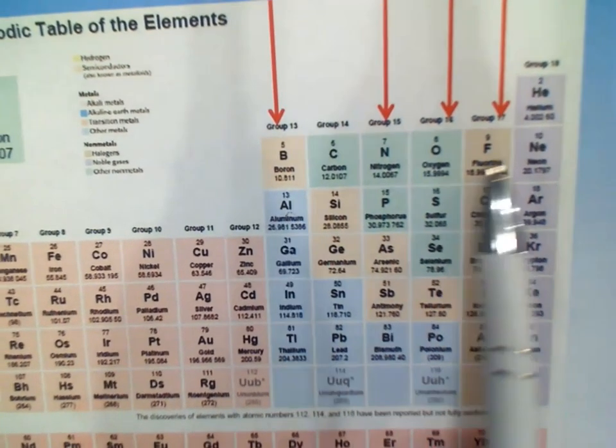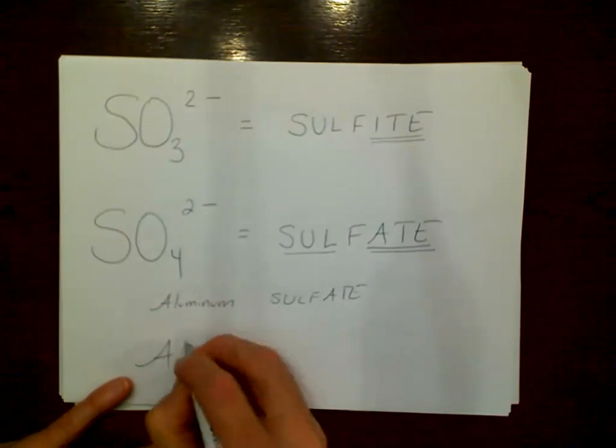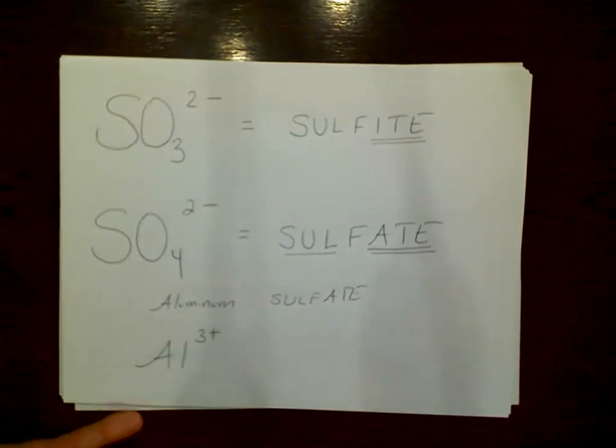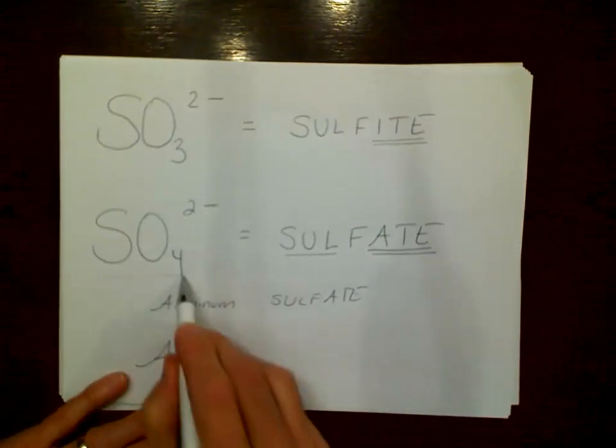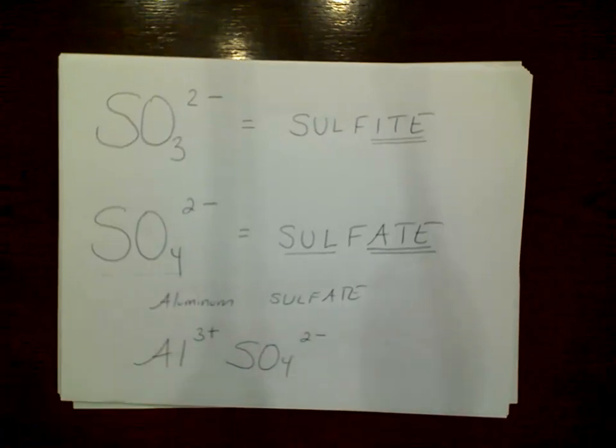It's got 13 electrons. It wants to get 10 over here, like neon. So it's going to lose 3 electrons and gain a positive 3 charge. So I have Al3 plus for aluminum. And then sulfate would be my SO4 2 minus.